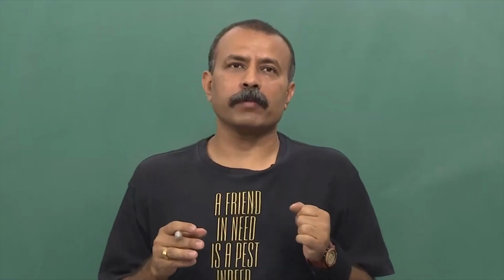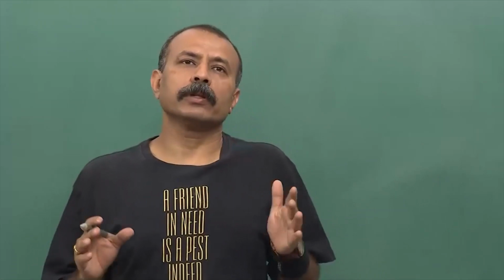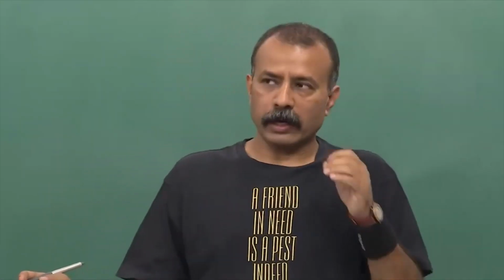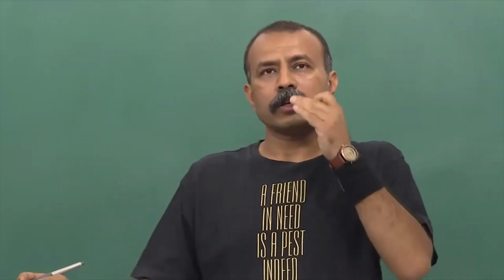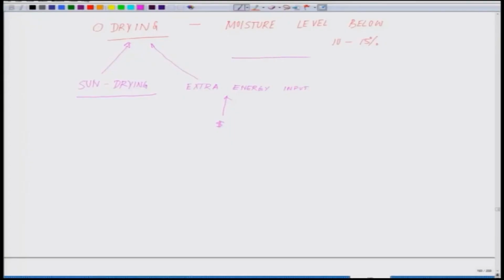Well, we will talk about the economics. These are the points one has to take into account: what kind of sample or what kind of feedstock you are obtaining to be processed. Okay. So, this is the moisture level below 10 to 15%. This is one of the critical points. Second, we will talk about the particle size.